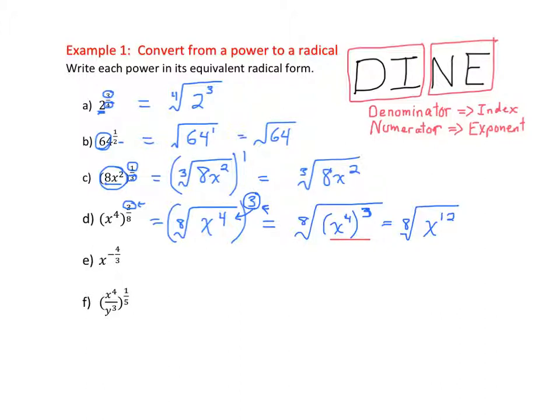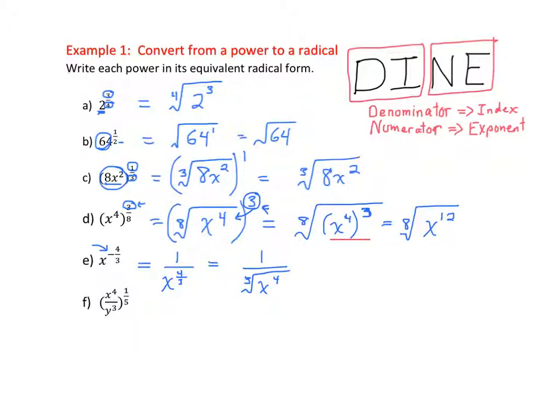For part E, we have a negative exponent. We don't want negative exponents, so using your exponent rules, we want to change that one to a positive before we change it to a radical. To change this to a positive exponent, we put it onto the opposite side of the fraction and make our exponent positive. Don't flip the fraction in the exponent, just put the whole thing on the bottom of a fraction. Then our radical is also going to be on the bottom of that fraction. We have the cubed root of x to the power of 4, which was the numerator.